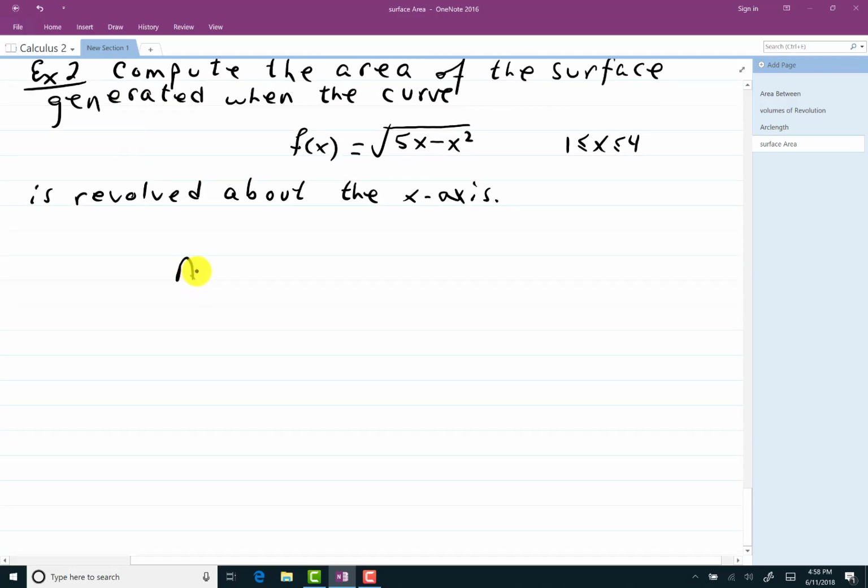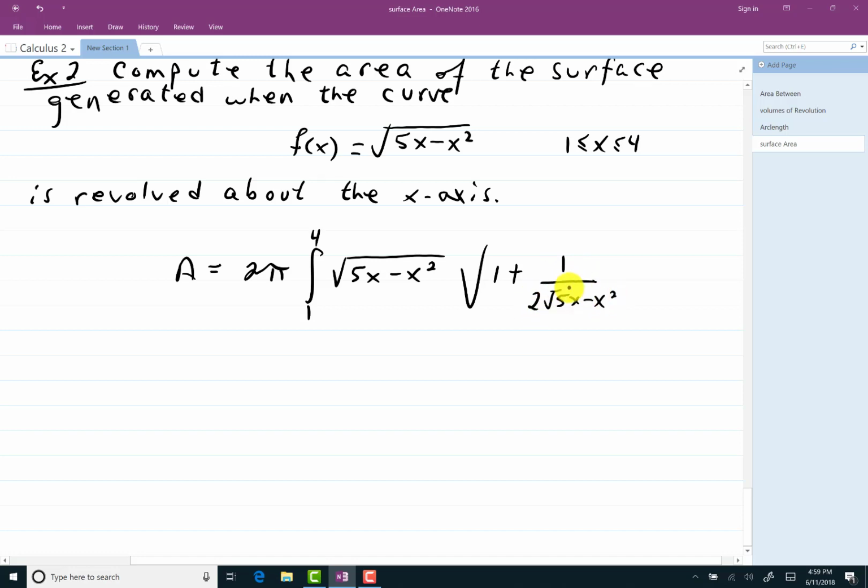So the area, once again, is 2 pi. The integral starts at 1 and ends at 4. The function itself is the square root of 5x minus x squared. And then we take 1 plus f prime of x squared. The derivative of this, since there's a square root on the outside, the first thing we get is 1 over 2 times the square root of 5x minus x squared. Now, using the chain rule, I've got to take the derivative of what was inside, which is 5 minus 2x. Now that quantity there is all squared. Somewhere I've got to get a dx in here.